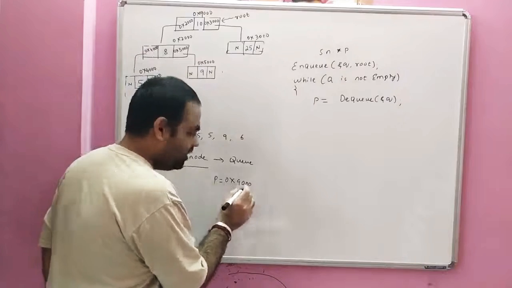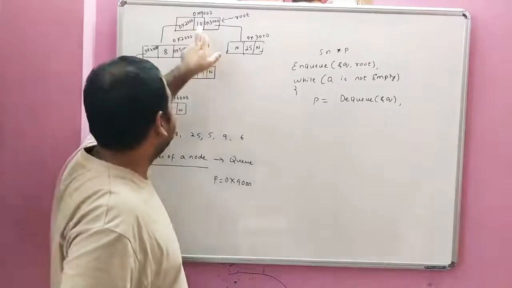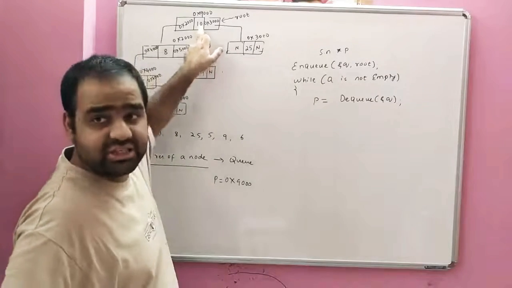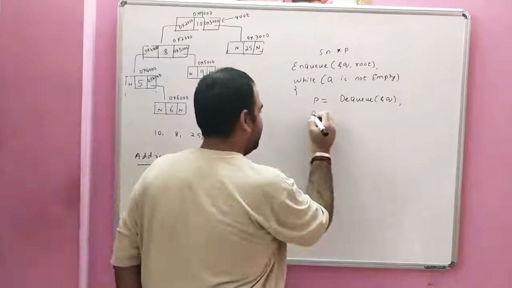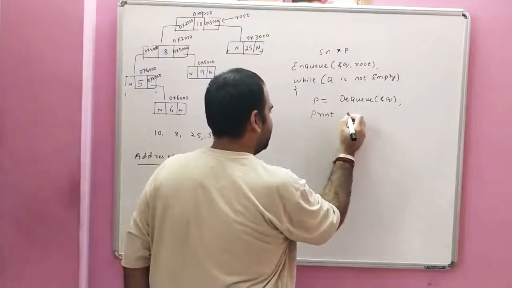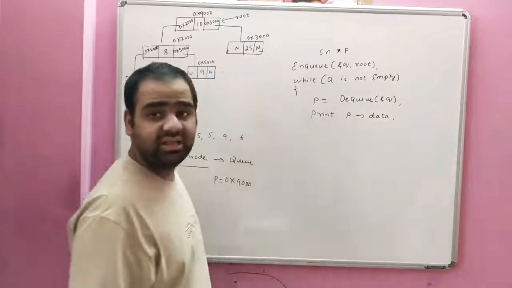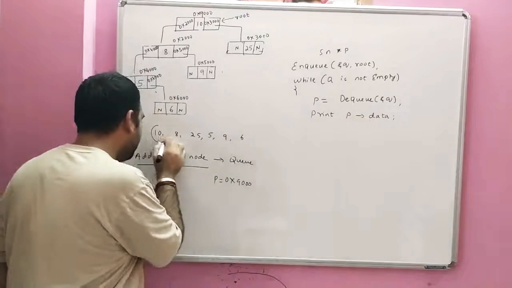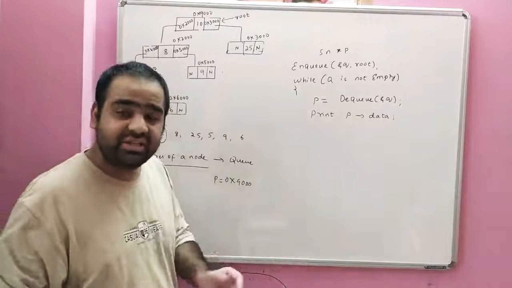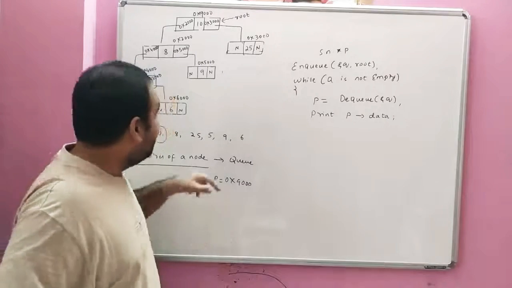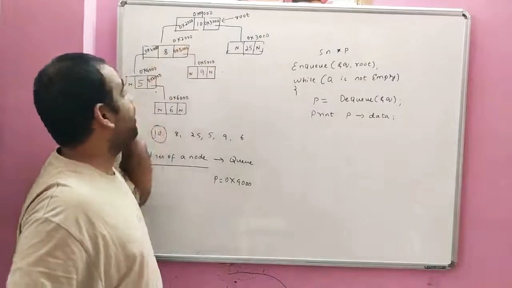Now from this 9000 I can get 9000 arrow data which is 10. That is what I want to print. Therefore I say printf %d p arrow data. That is 9000 arrow data. And what is 9000 arrow data here? It is 10.